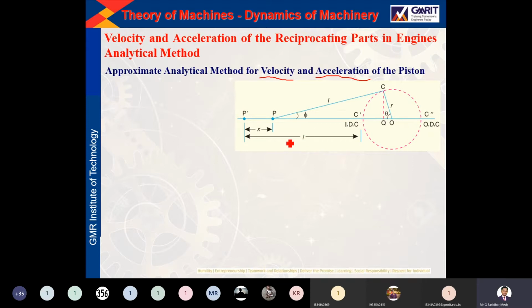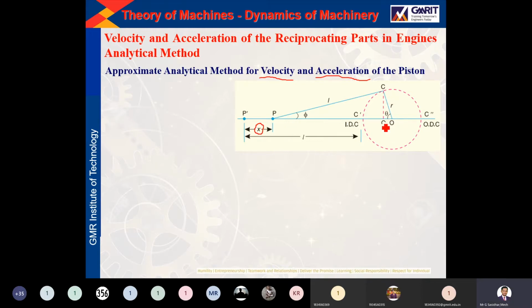So look at that. The change in distance from P to P dash is x; that is my displacement. Now from the inner dead center to the position P dash, the total length is taken as L, and that is equal to the connecting rod length, PC. Because here, what is OC? Crank length or crank radius R. BC is the same.